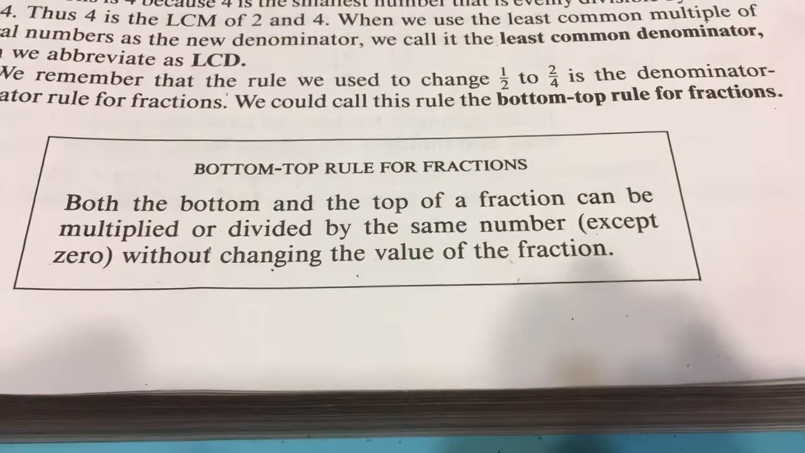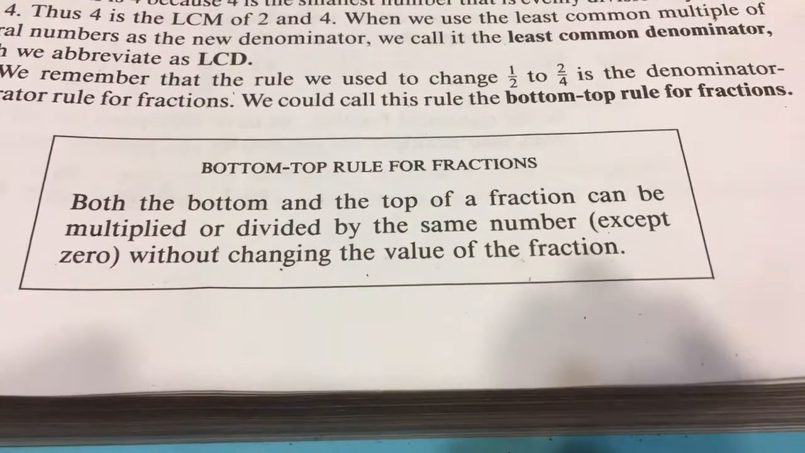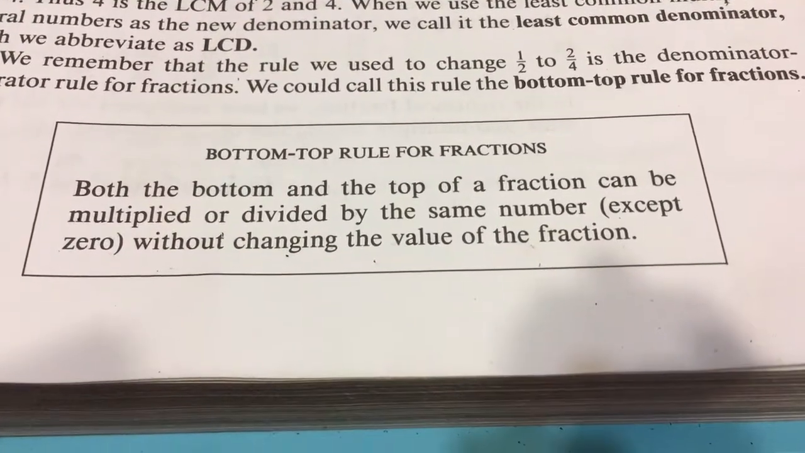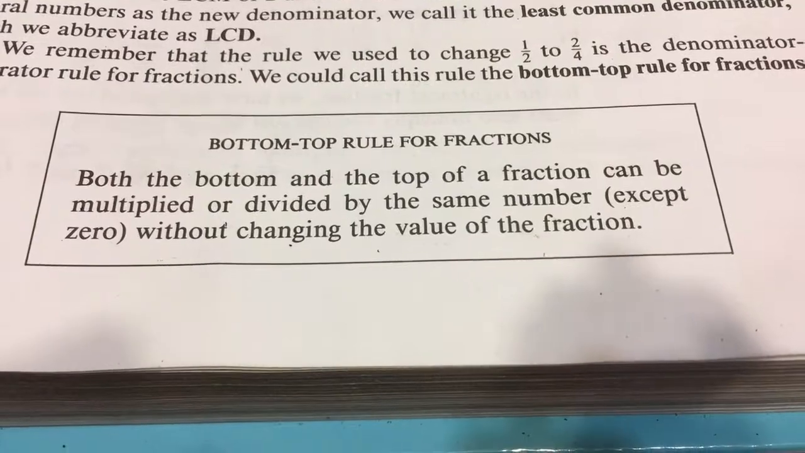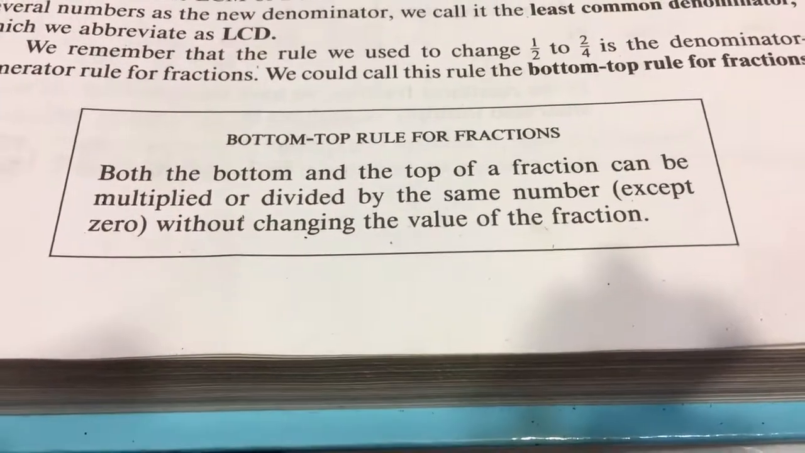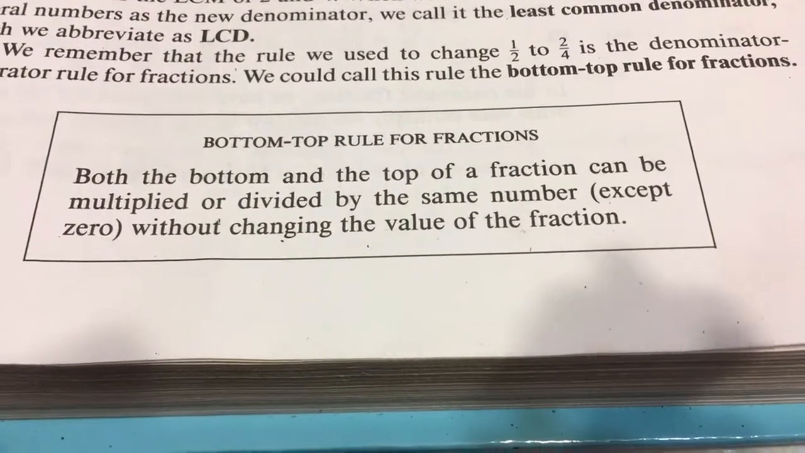So what happens when we don't have common denominators? Well, then we're going to use what your book is calling the bottom-top rule. Bottom-top rule for fractions. Both the bottom and the top of a fraction can be multiplied or divided by the same non-zero number. They said same number except 0, without changing the value of the fraction.